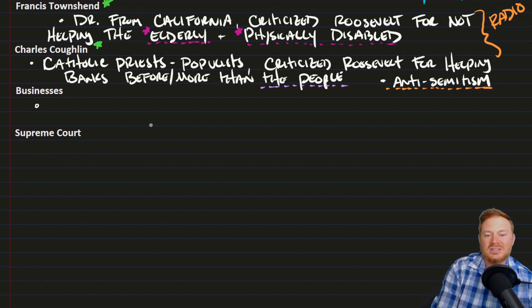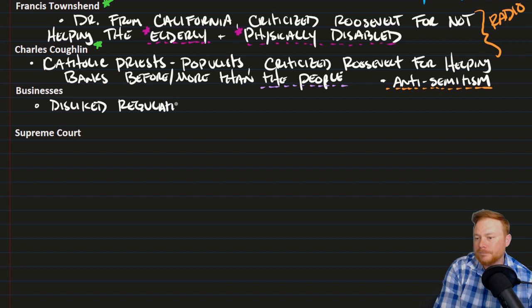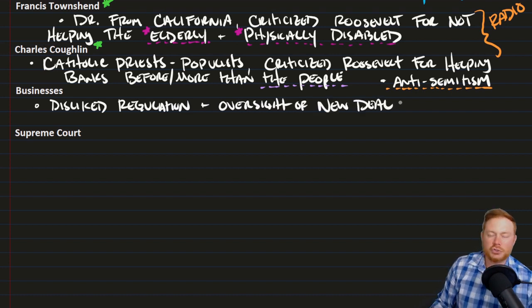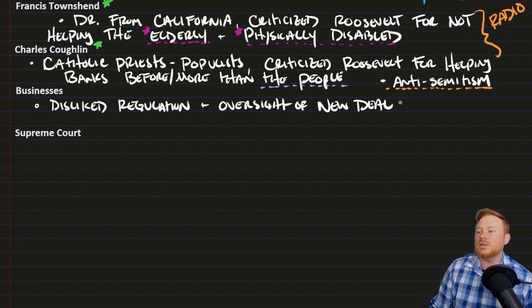A lot of these businesses disliked the regulation and oversight of the New Deal. They would prefer going back to a laissez-faire, social Darwinistic, hands-off approach. Now the government is becoming much more involved in business, harkening back to the progressive era.